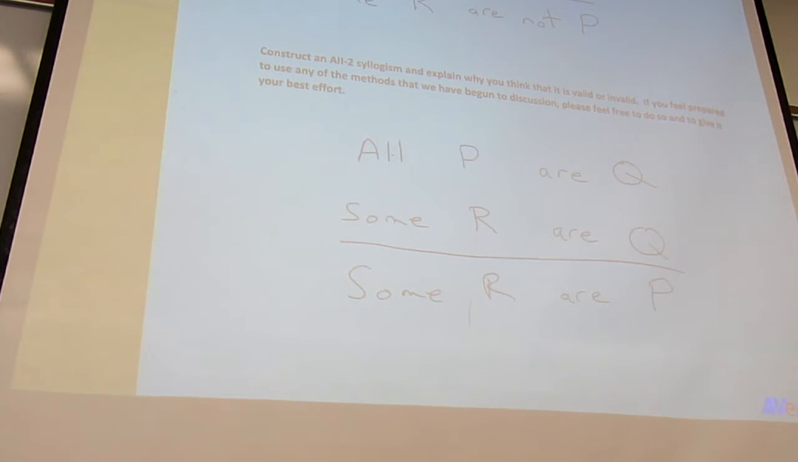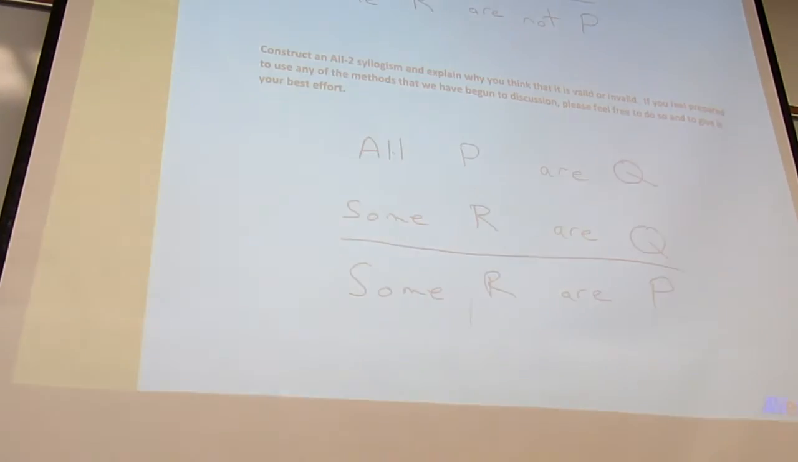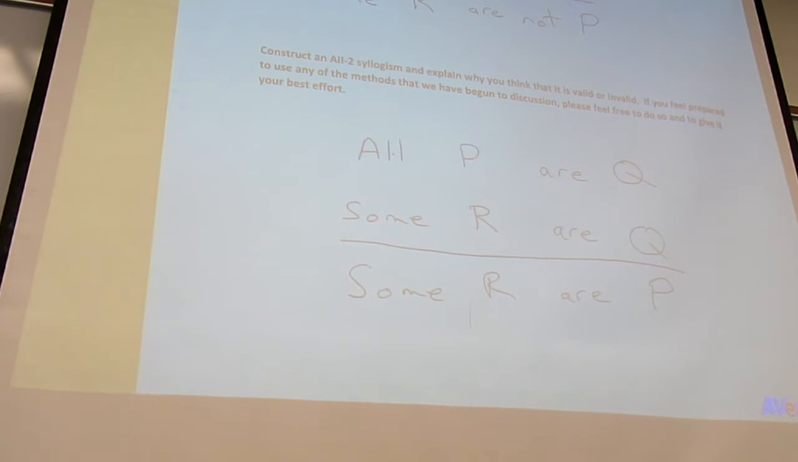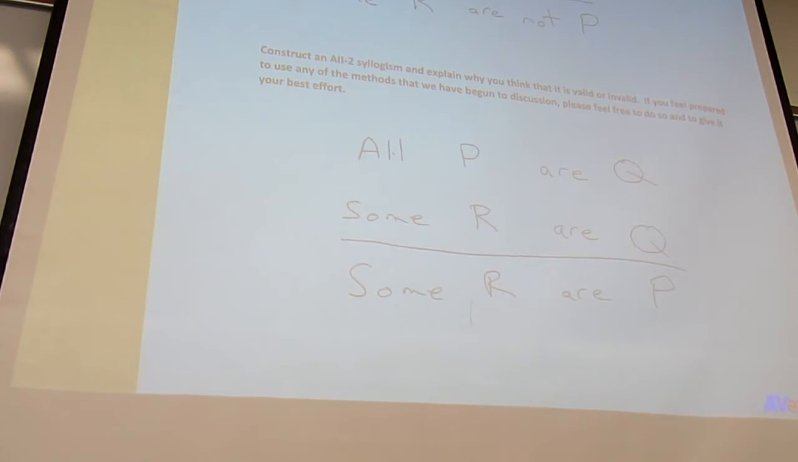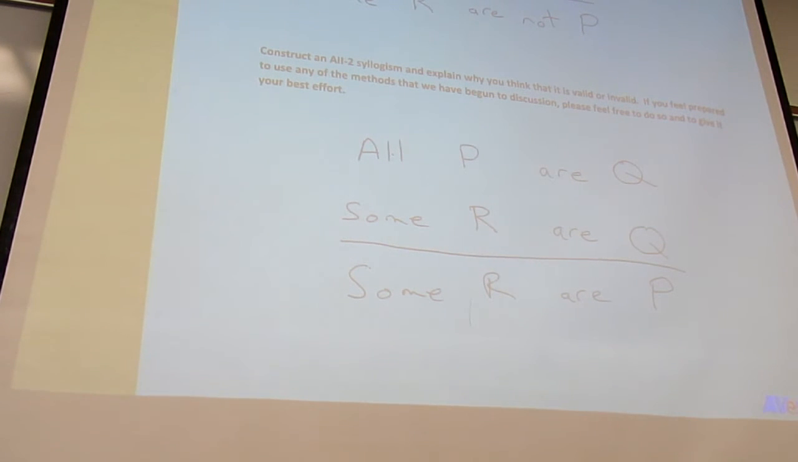All houses are things that have a structure. Some stories are things that have a structure. Therefore, some stories are houses. How's that one? I came up with that one off the seat of my pants. But it turns out that I would say that those premises are definitively true, but my conclusion is definitely false. This one is invalid.